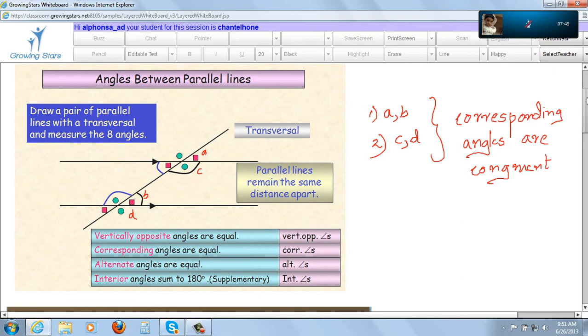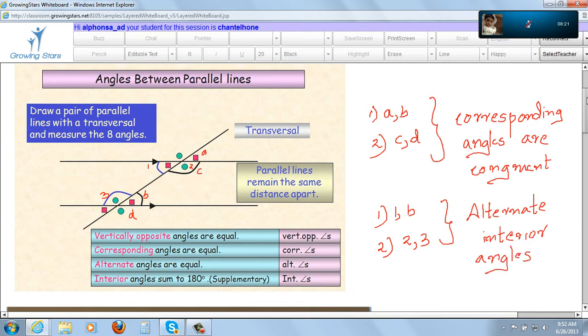Now the next set, alternate interior angles. That means the pair 1, B and the next pair 2, 3. They are alternate interior angles, right? They are also congruent. Corresponding angles are congruent, and alternate interior angles are congruent.